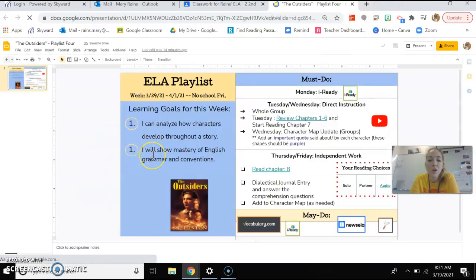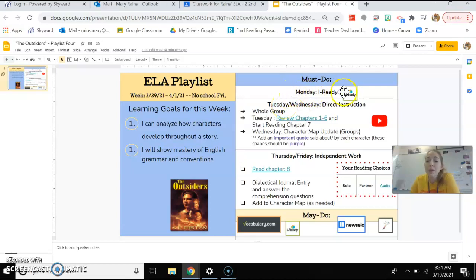So a couple of things to note. The first thing being that our goals this week are: I can analyze how characters develop throughout the story, and I will show mastery of English grammar and convention. So again, writing complete sentences and actually being able to convey the ideas that you have throughout the book. Also, another thing that we need to note is that this week you do not have school on Friday.